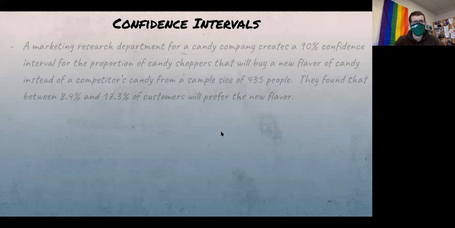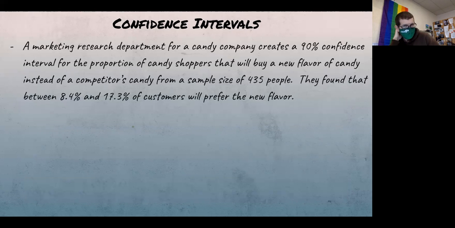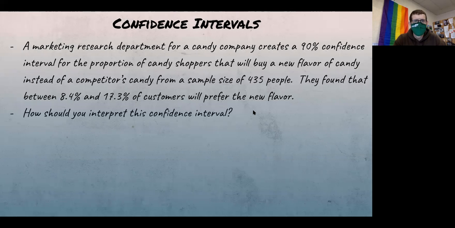And let me see, are we doing anything else today? A marketing research department for a candy company creates a 90% confidence interval for the proportion of candy shoppers that will buy a new flavor of candy instead of a competitor's candy from a sample size of 435 people. They found that between 8.4% and 17.3% of customers will prefer the new flavor. How should you interpret this confidence interval?